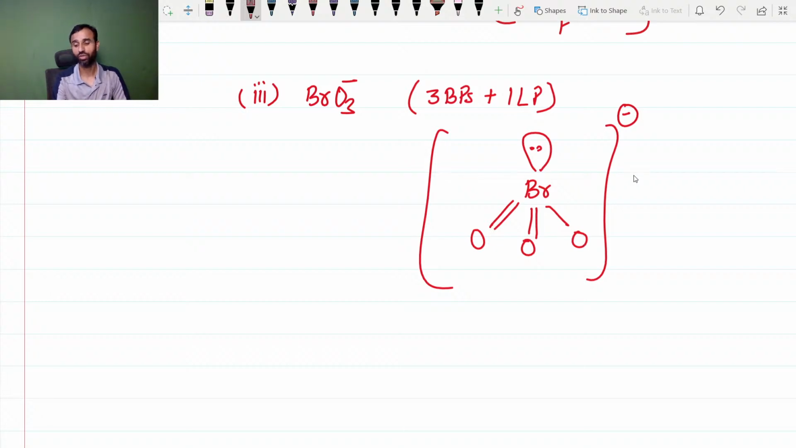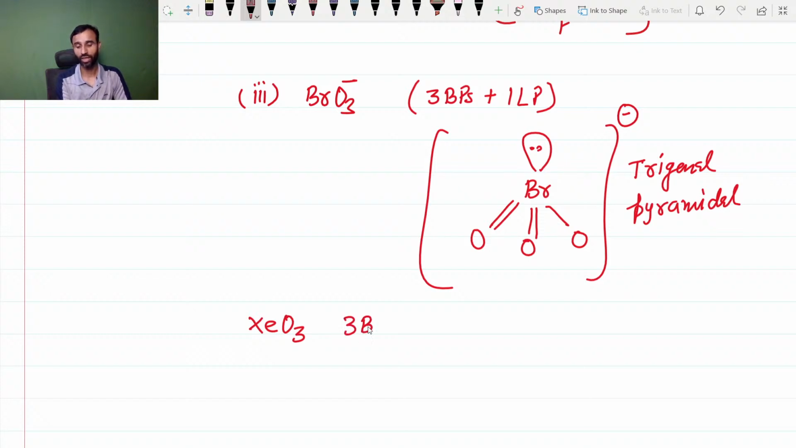The rest are double bonds. So it is trigonal pyramidal shape, or simply write pyramidal shape. On the same line, XeO3 is isostructural with BrO3 negative, because in XeO3 there are 3 bond pairs.